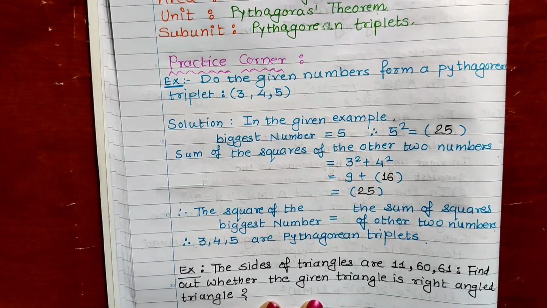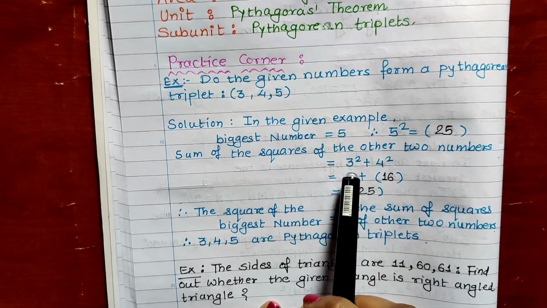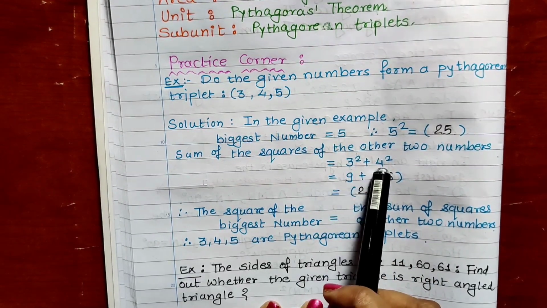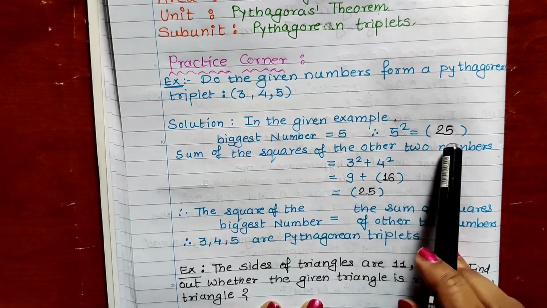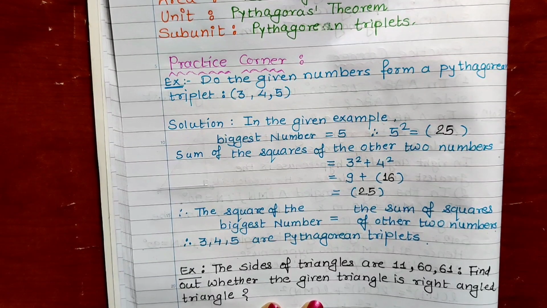So always, for finding out whether the given triplets are Pythagorean or not, what do we have to do first? First find out the square of the biggest number, then find out the sum of squares of the remaining two numbers. If the answer is equal, then the numbers are Pythagorean triplets. Okay, now let us go on to the next question.